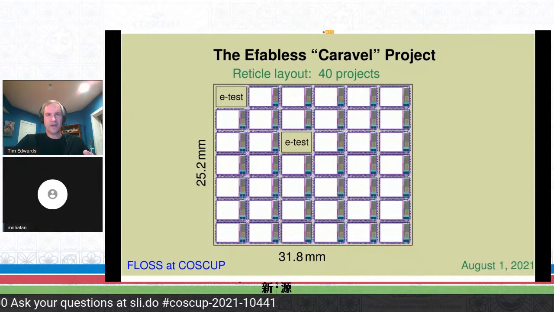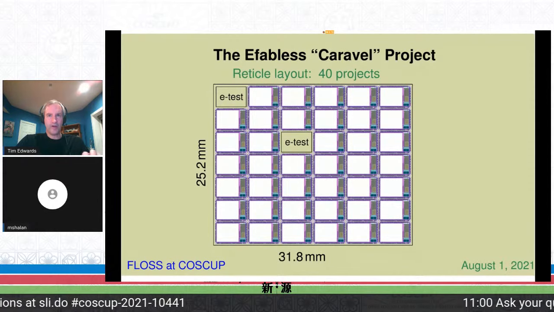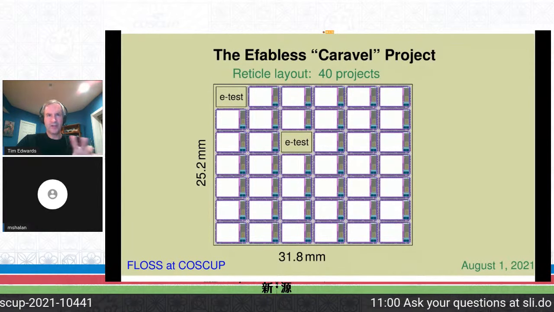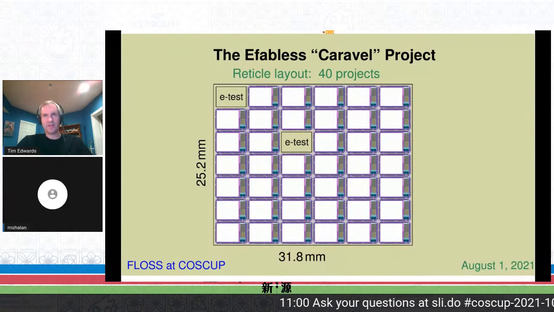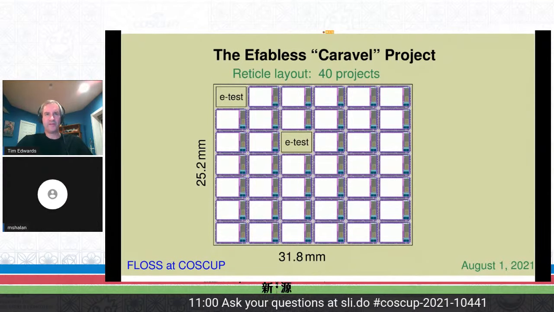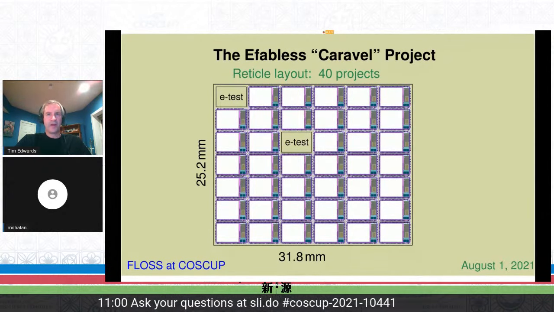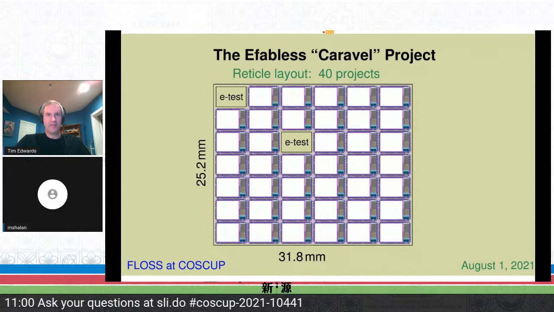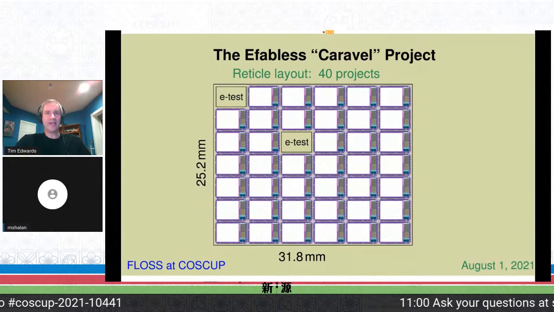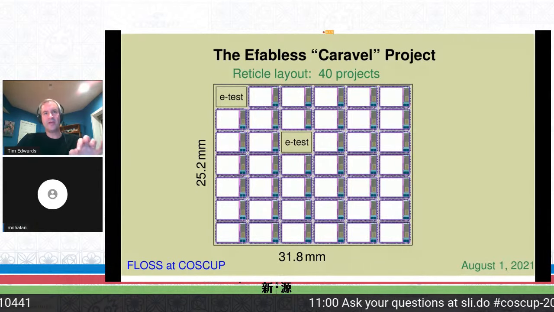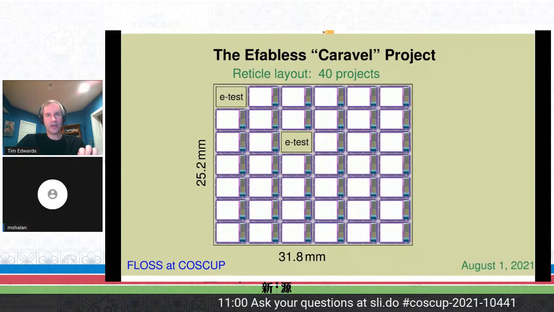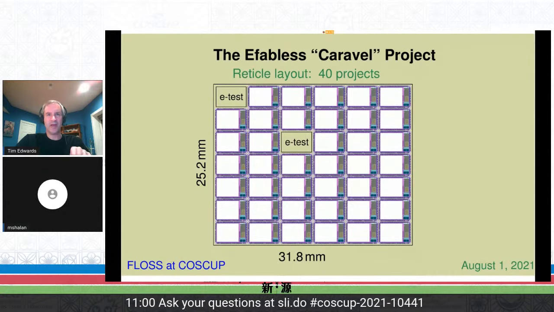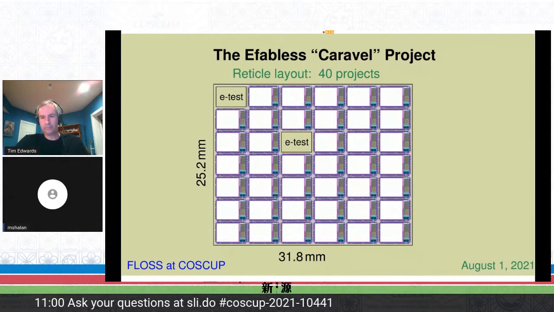That size of chip allows us to put 40 projects in one wafer reticle in a regular 6x7 array with 2 of the spaces reserved for use by the foundry for test structures. The reticle size is a little over 25 millimeters by 31 millimeters. This yields up to 1,280 chips per wafer, but the key figure there is the number 40, which is the total number of different projects that can be manufactured on a single shuttle run.